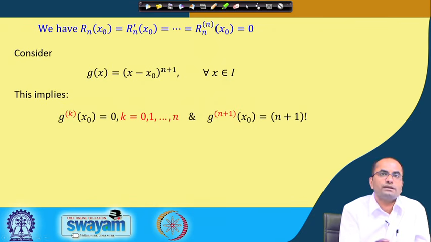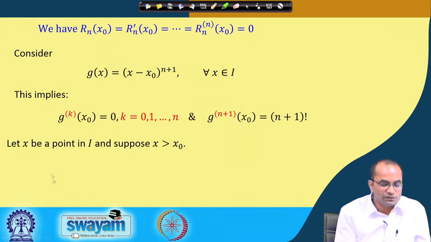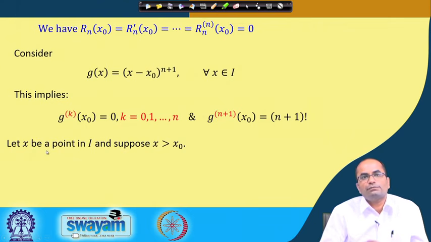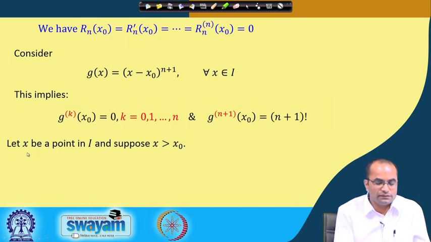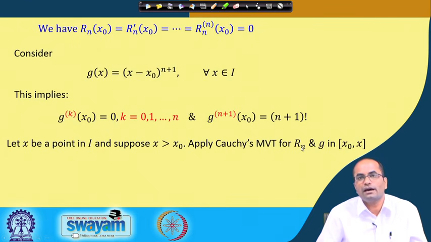So, we have here two functions, one is R n x and another one is g x. They have similar properties here, that all these derivatives up to order n vanish. So, in this case, if we take x a point in the interval and suppose that x is bigger than x 0, we can also assume that x is less than x 0, and now we apply the Cauchy mean value theorem for these two functions, the R n function and the g function, in this interval x 0 to x.